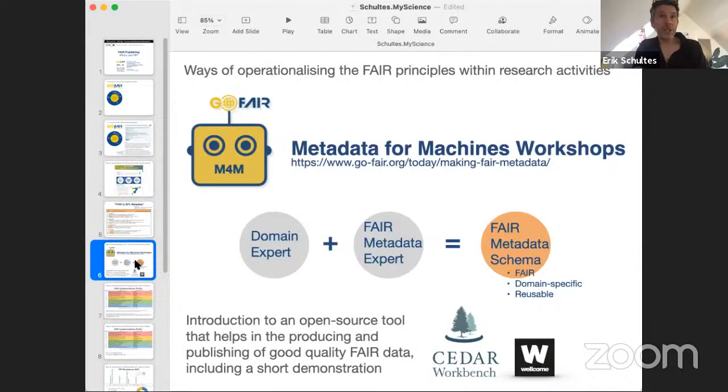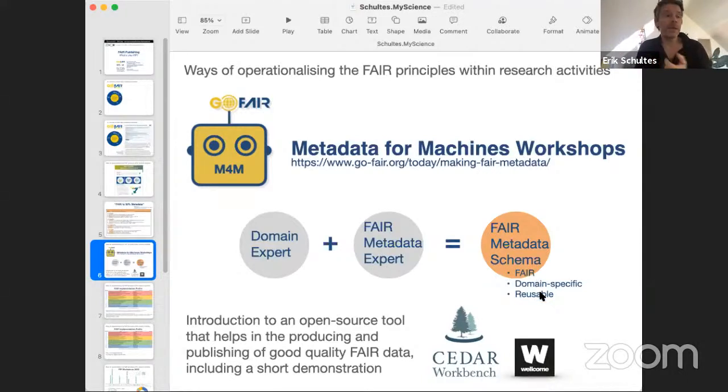And so a metadata for machine workshop is asking domain experts, domain community members, to sit along with a FAIR metadata expert and then to jointly work together to create FAIR metadata components. And these could be schema, these could be vocabularies and other things. And this is to say that these FAIR metadata are themselves, in a technical sense, FAIR data, that they are technically FAIR elements themselves. They're domain specific, and we know that because we're working with the domain experts.